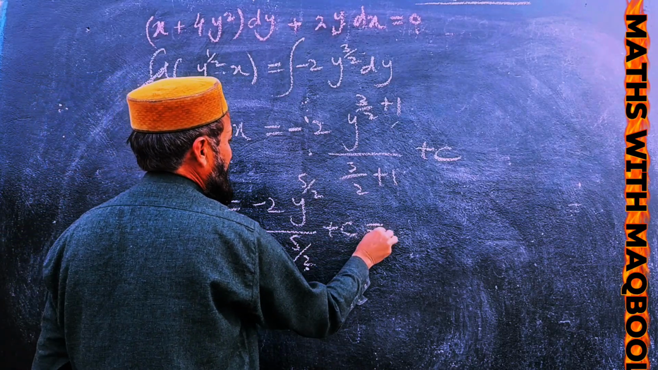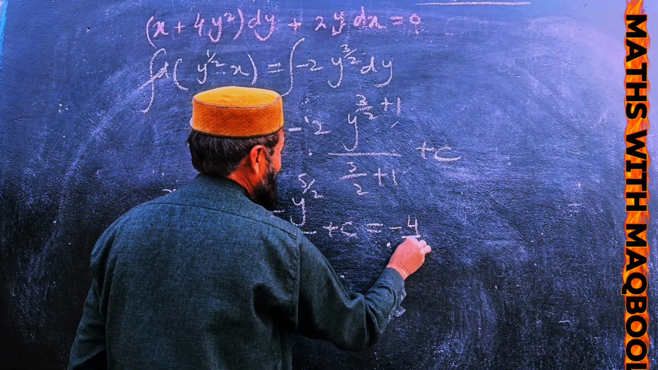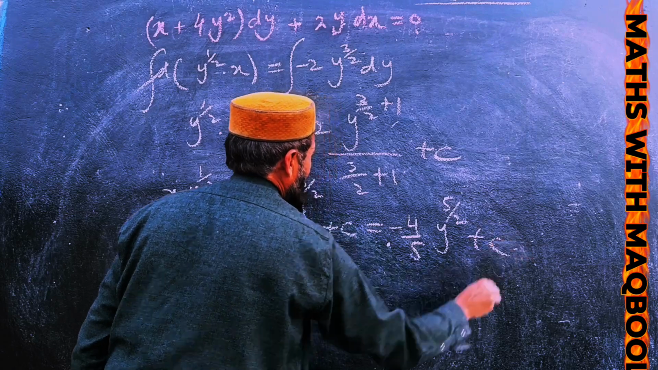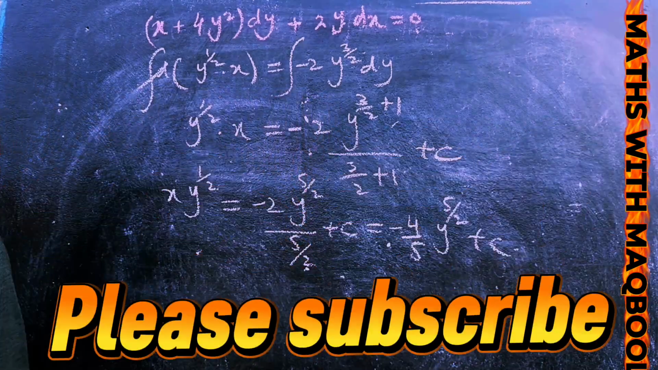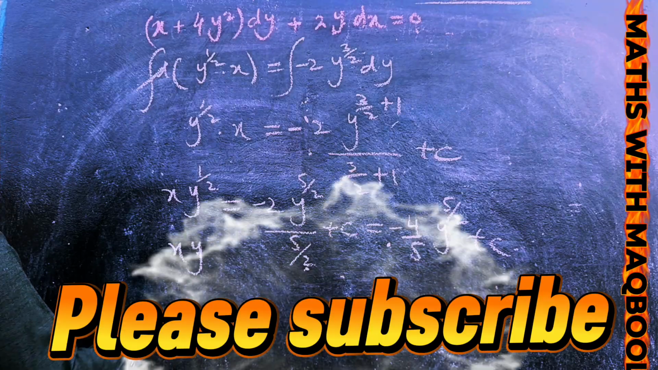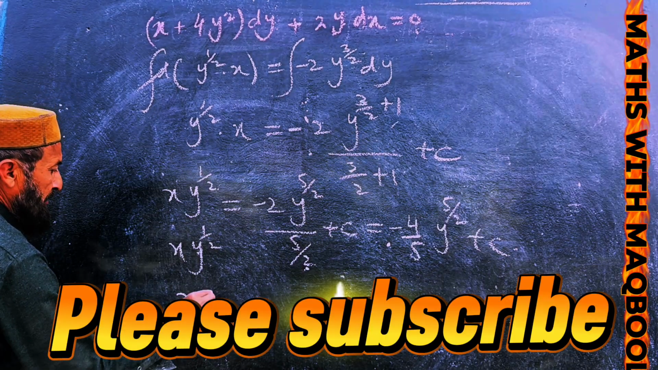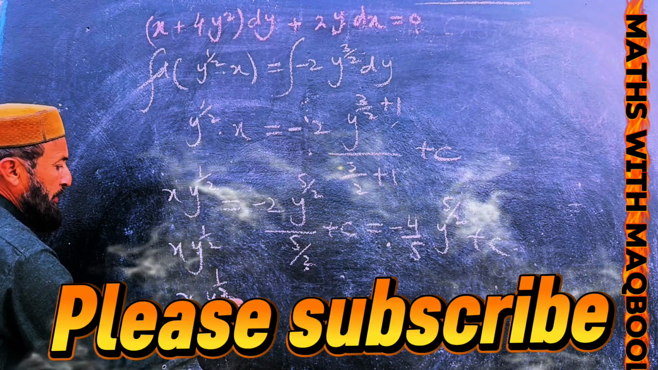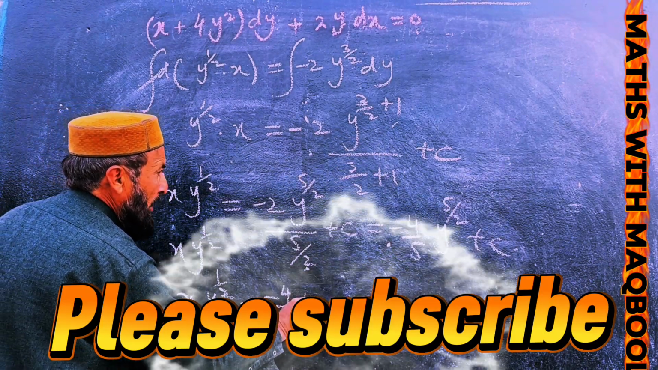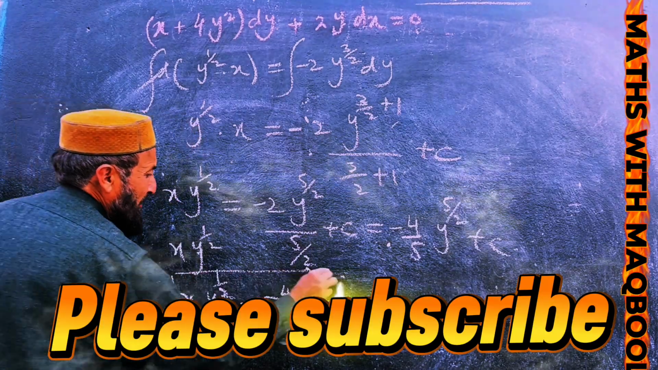Now this term we can write minus 4 over 5 y to the power 5 by 2 plus C. Now this is the result of x y to the power 1 by 2. And here the same, x y to the power 1 by 2 is equal to minus 4 over 5 y to the power 5 over 2 plus C, is the general solution of this question.